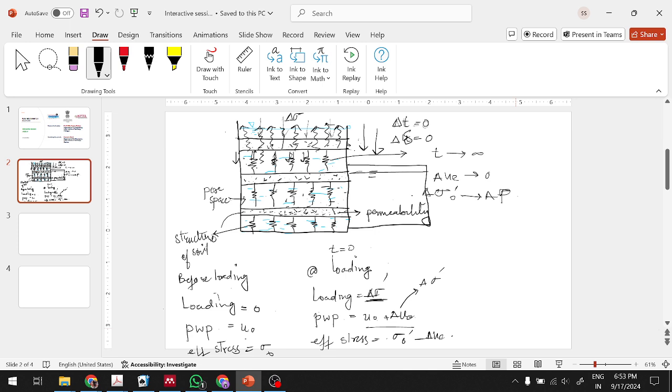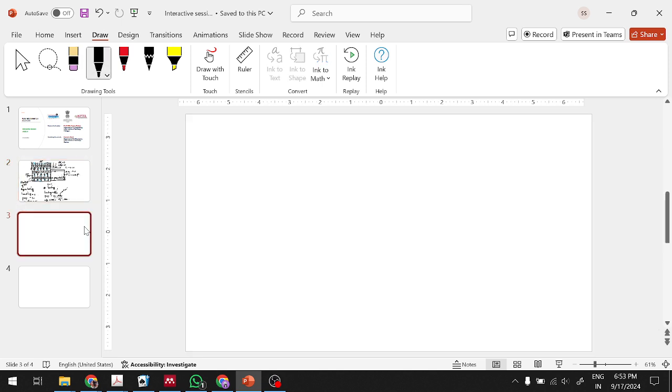So if we draw it graphically, let's draw it graphically. Actually, let me take another page now. So at t equals 0, we will have a total stress increase.